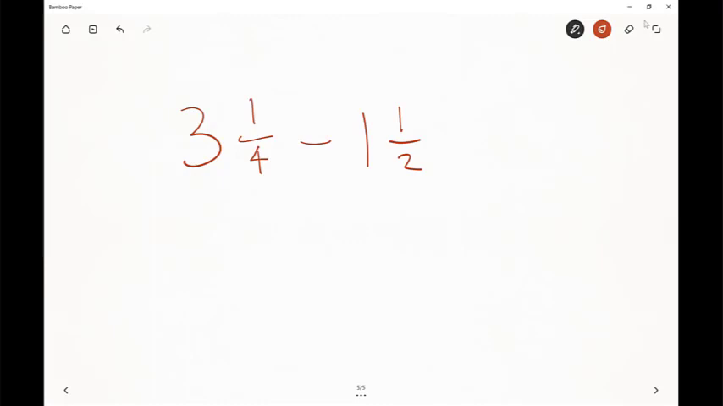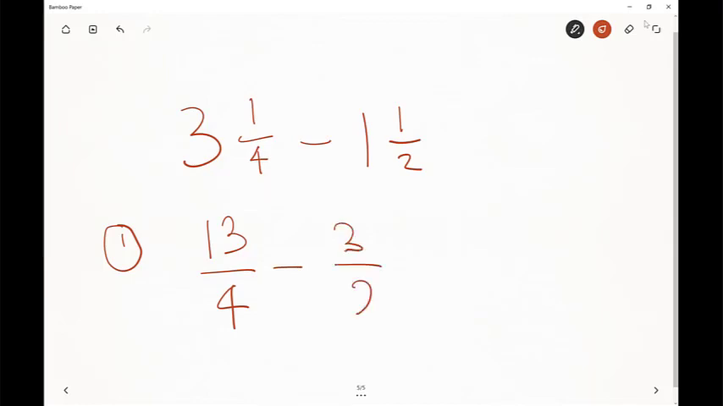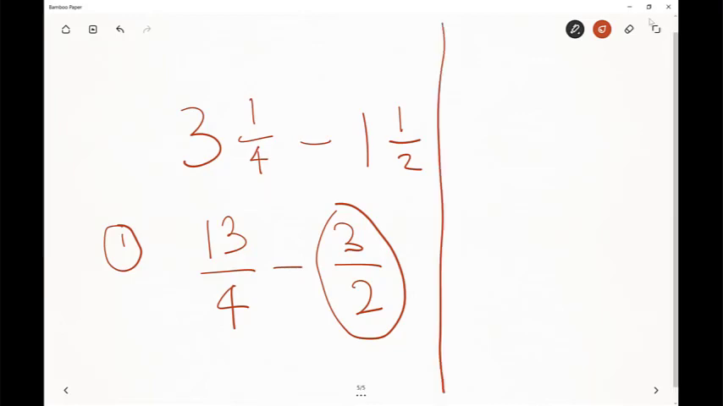If we think about it, typically a lot of us may convert the first number into an improper fraction. So we might say 3 times 4 is 12, add the 1, so you've got 13/4. Take away 1 times 2 is 2, plus the 1, 3/2. You might have something like that, right? And then you might say, oh, this 3/2, that's not quarters, so I can turn that into quarters, right?